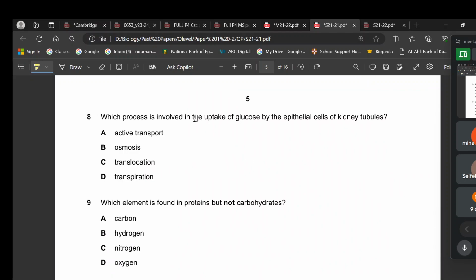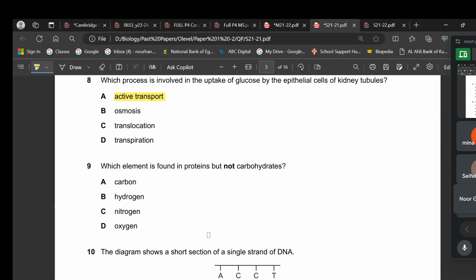Which process is involved in the uptake of glucose by epithelial cells of kidney tubule? This happens by active transport because it is against the concentration gradient, in the kidney and in the small intestine, from low concentration to high concentration. So it is using active transport.